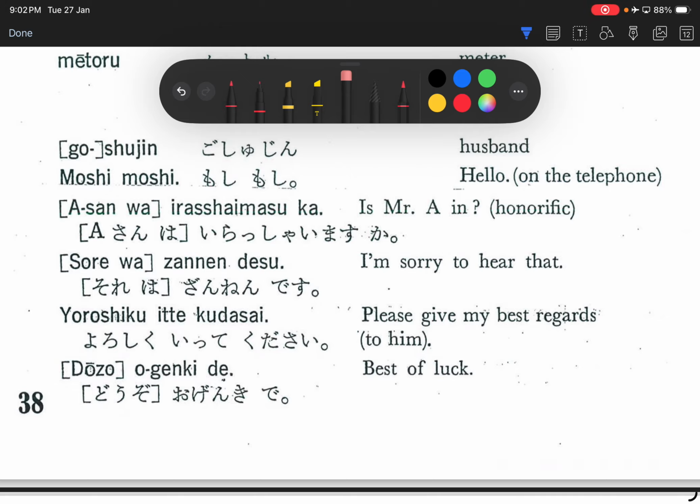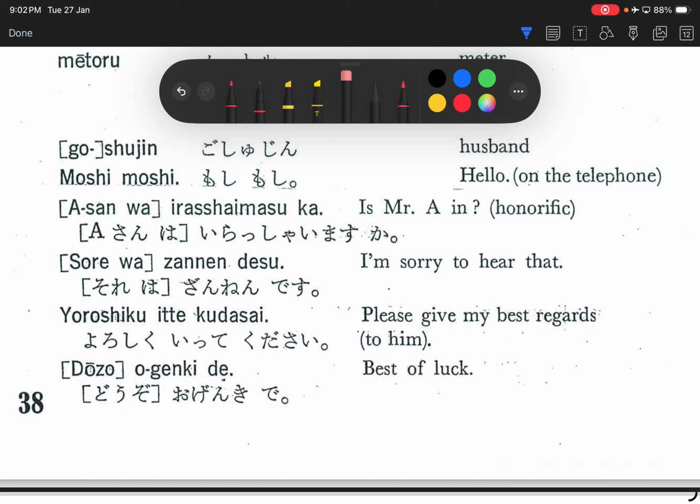Next one, zannen desu. Zannen desu. Remember, zannen simply means like, oh, bad luck or poor thing. So it means something not good lah. So zannen desu is like, wow, sorry, you are poor thing. Sorry to hear that. So that was zannen desu. It's like 可惜. Think of it as Chinese 可惜.